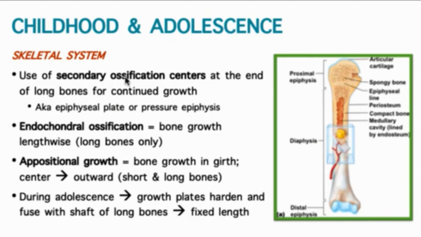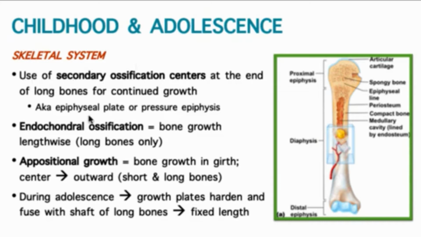But we're going to have secondary ossification centers at the end of our long bones that are going to allow for bone growth lengthwise. And again, these secondary ossification centers at the end of these long bones are specific to long bone growth. If you think about it, these are our femur, tibia, fibula, metacarpals, metatarsals, humerus, radius, ulna, right? Any of our phalangeal bones, etc. So long bones do make up quite a few bones of the body.